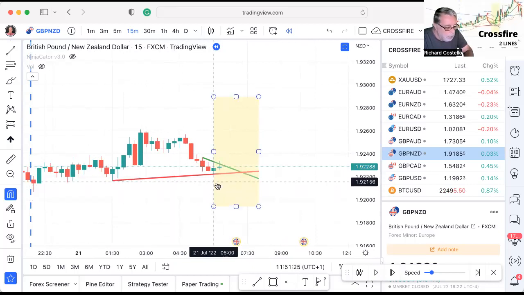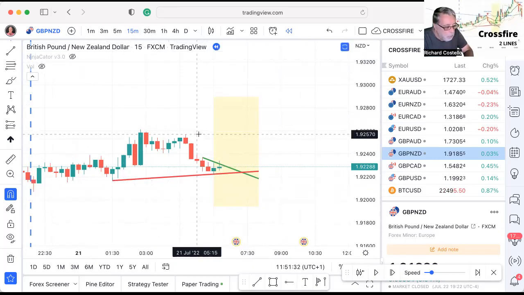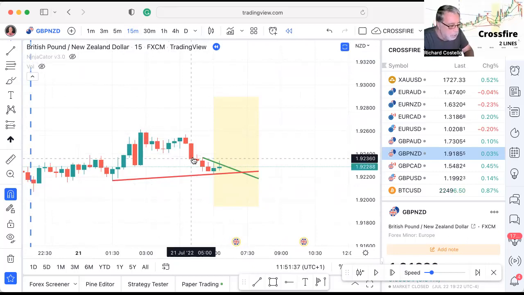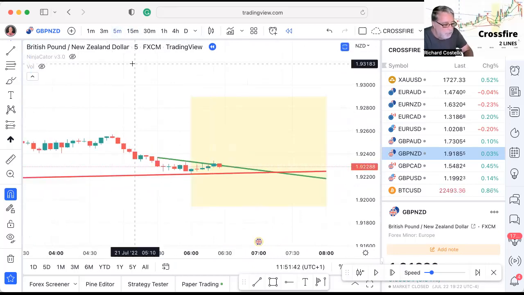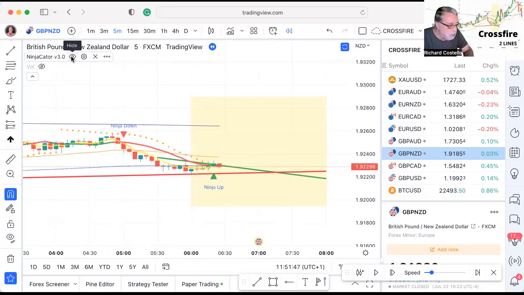We're now at 6:15, and what I do is I change from the 15-minute time frame. On the 15-minute time frame, each one of these candles represents 15 minutes. I'm going to change to the 5-minute time frame, so each candle represents 5 minutes. And the other thing that I'm going to do is add the Ninjacator, which is a piece of software that we use in our group. And you can see that what that's done is it's placed what we call a ninja up at 6:20.